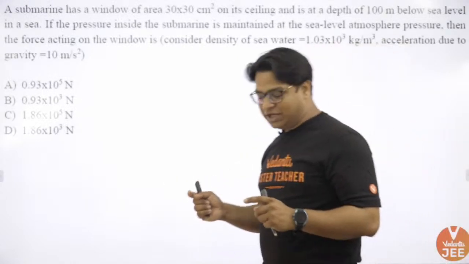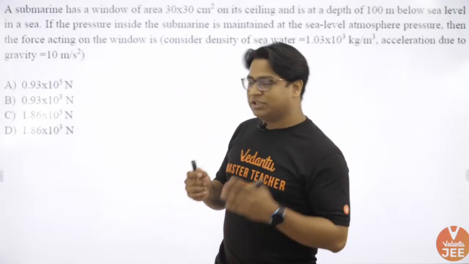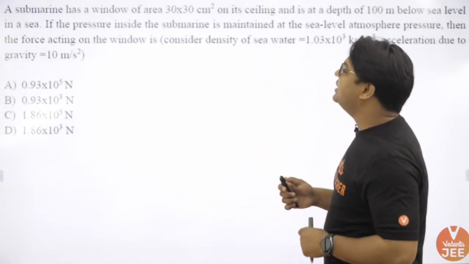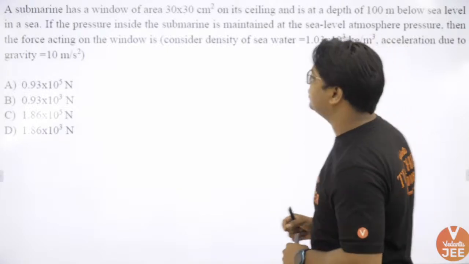Now this is the question that we did not discuss, which we did not get from our students on the day of the examination. So this is a new question for us. Now let's have a look at it. It says that a submarine has a window of so and so on its ceiling, and it is at a depth of 100 meter below the sea level in a sea.